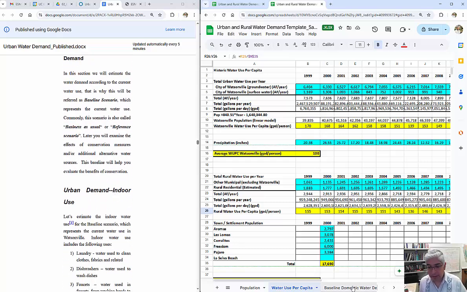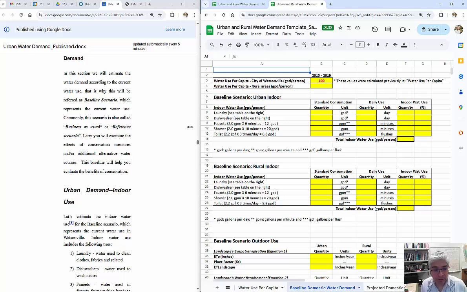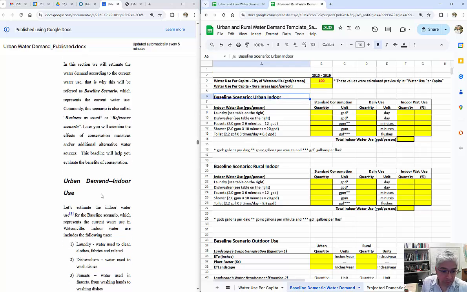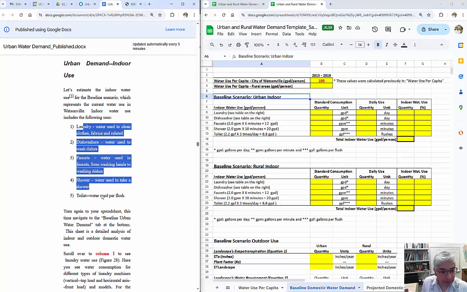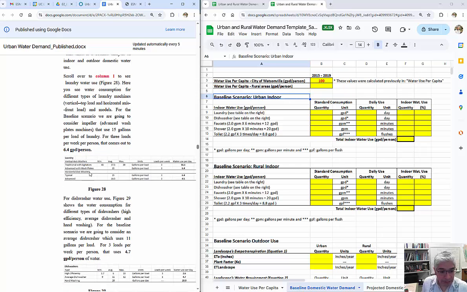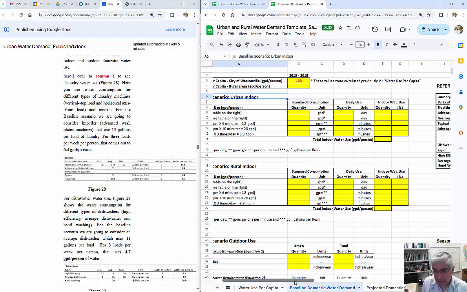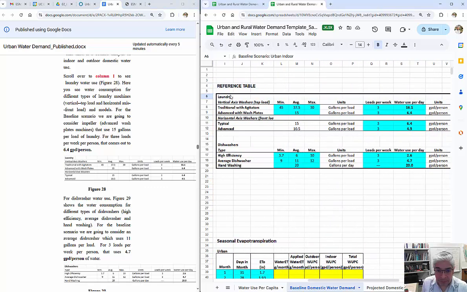Okay, now we are going to calculate the indoor and outdoor water use for both urban and rural. So this first part is the indoor urban water use, and here I explain why. What are the main uses that we have and some of the different values? This part here is showing some of the typical values of, for instance, washers, dishwashers, and so on. Okay.